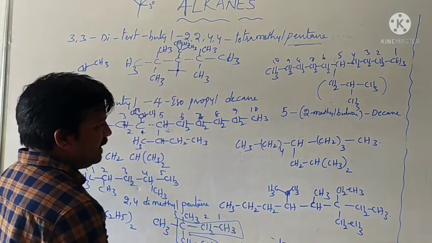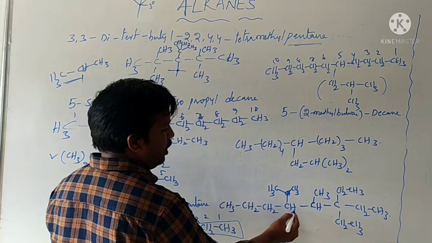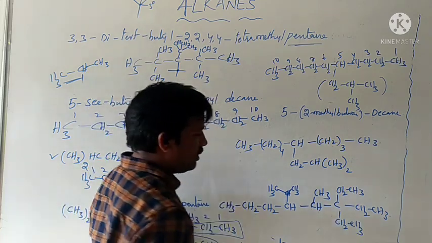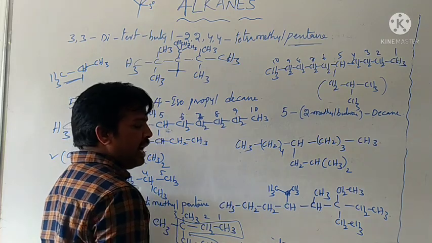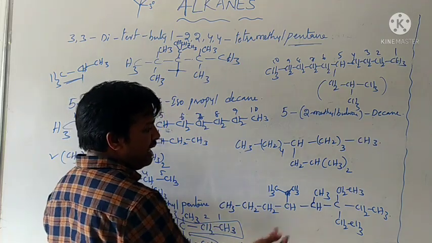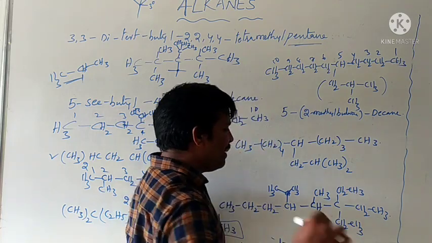Okay, what about this? This is here 1, 2, 3, 4, 5, 6, 7, 8. Total 8 carbons are present. But left to right is not correct. Right to left is correct. Why? The sum of this substituent. The least sum. We have to follow least sum rule.